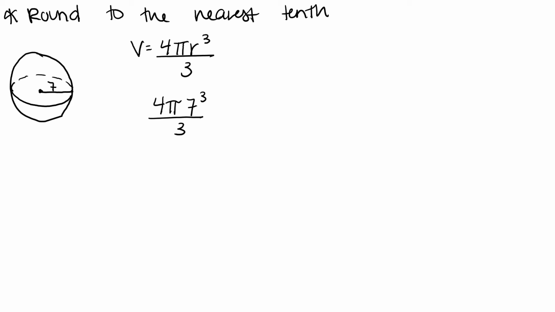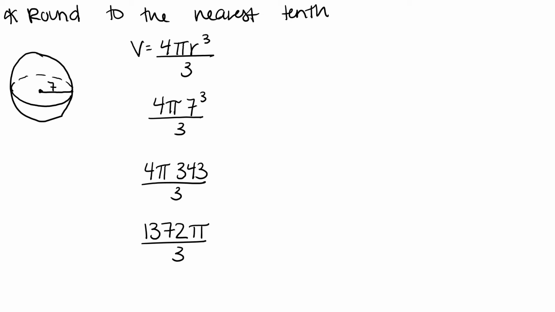Now we do 7 to the third power first. The 4 and the pi stay the same. 7 to the third power is 343, and dividing by 3 stays on the bottom. Now we're going to jump over pi and we're going to do the numbers first. So 4 times 343 is going to give us 1,372. Pi stays the same, and dividing by 3 stays the same.